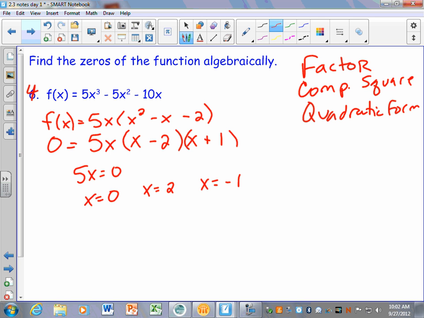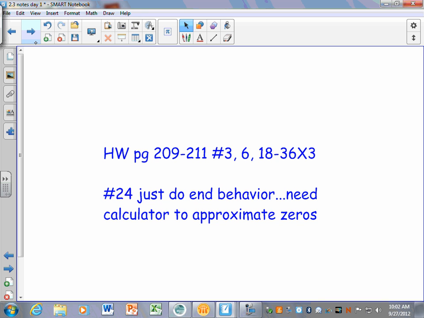The big thing today is in behavior and practicing with those zeros. Your homework is what's on the assignment sheet, but I think I wrote a few notes here. I wanted to make sure, because I know the directions are kind of weird on this. 3, 6, 18 through 36 multiples of 3. Number 24 is not factored for you, and it wants you to find the zeros, but we're going to look at that tomorrow with the graphing calculator. So number 24, you're just going to do the in behavior, because unless you have a graphing calculator, you're not going to be able to find the zeros of that. But the rest of them you should be able to do.